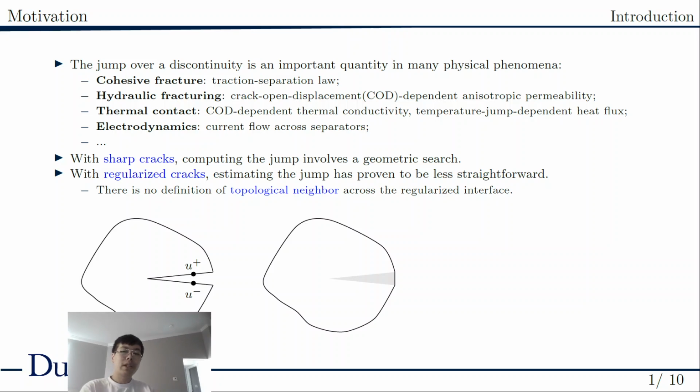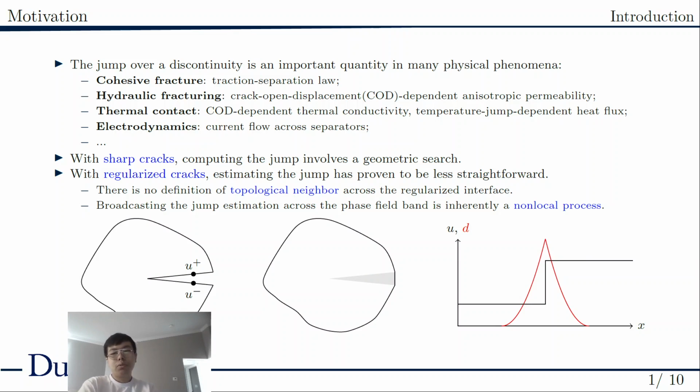There are two main challenges. The first one being there is no clear definition of a topological neighbor across the interface, right? And the second issue is that the jump isn't very well defined across the entire phase field band. So suppose we have this field value u that has a jump at a location right in the middle, and then at this very point, the jump is well defined, but then the jump isn't well defined at other locations where the phase field is non-zero.